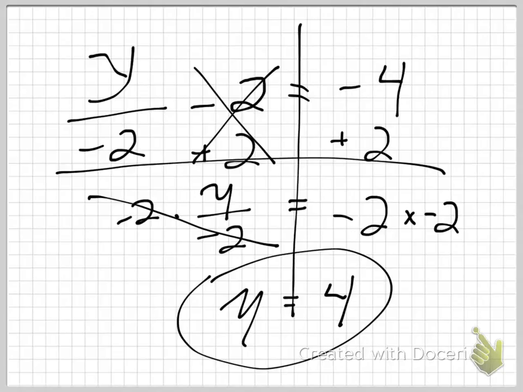Let's go back up and look. Let's pretend this is a 4 now. What is 4 divided by negative 2? Negative 2. What is negative 2 minus 2? Oh, there it is. Got it?